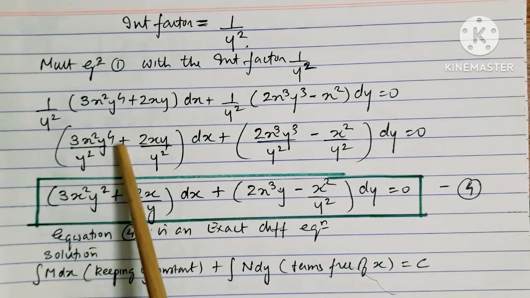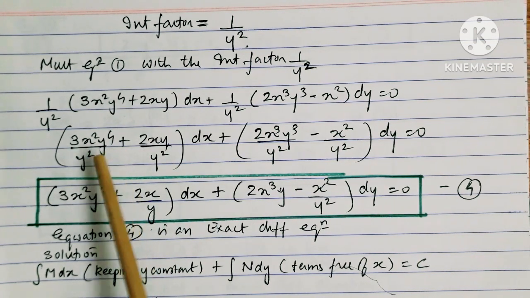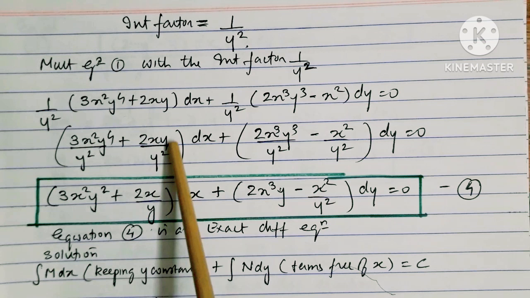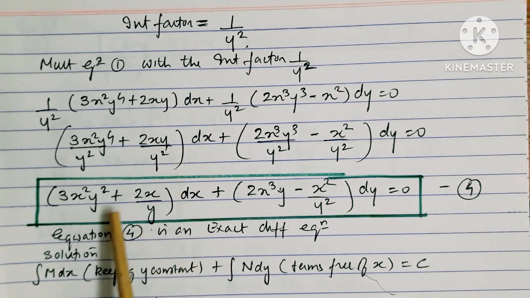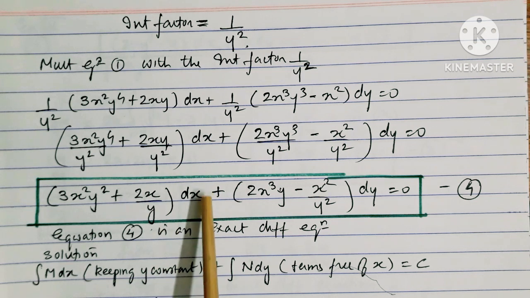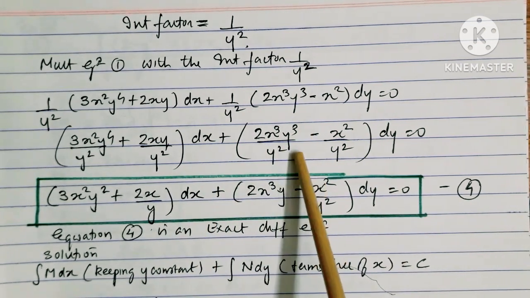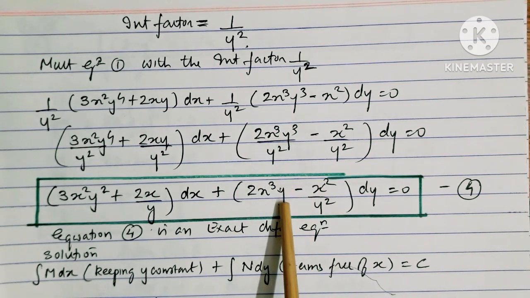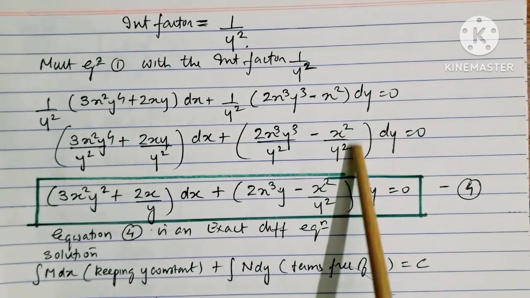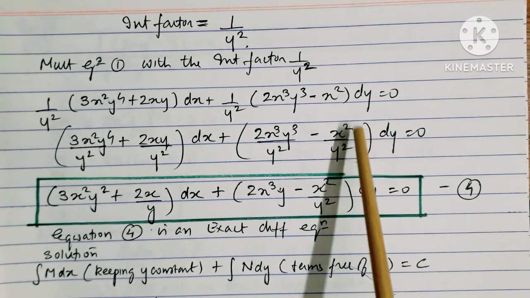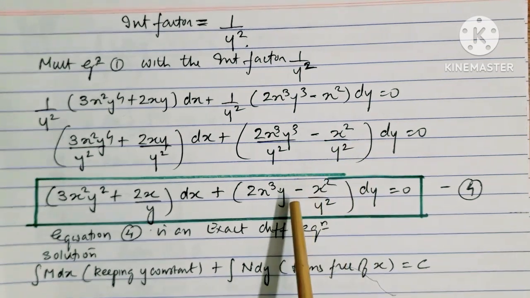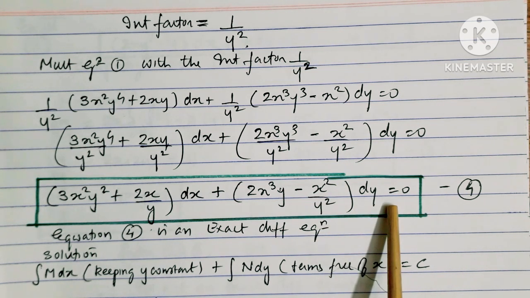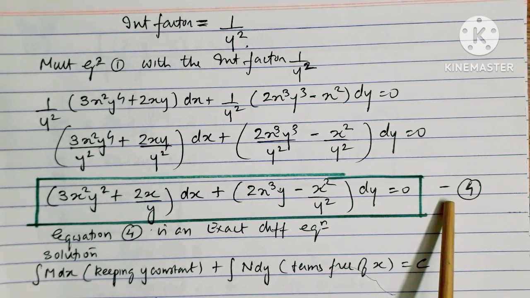Now here y square would cancel out each other in the numerator and denominator, and we'll get 3x square y square. Here y would cancel out each other in the numerator and denominator, and we'll get 2x upon y dx plus here y square would cancel out each other in the numerator and denominator, and we'll get 2x cube y. Now here there is no common factor in the numerator and denominator, so we'll have to write this term as it is. So this would be minus x square upon y square dy is equal to 0. And let us call this as equation number 4.